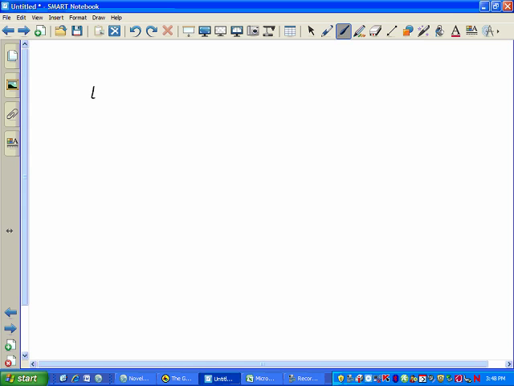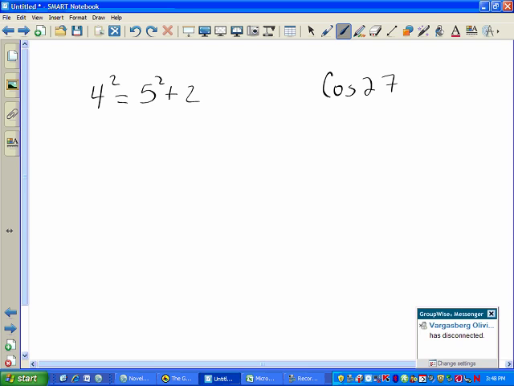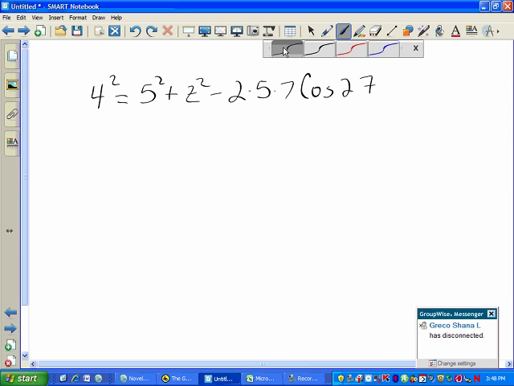This is what his kids would have to do. They would do law of cosine, so they'd have to start with the 4 because that's the side they know, and they would have to end with the cosine of 27, right? And in between there we have 5 squared, plus we'd be looking for z squared, minus 2 times 5 times z cosine 27. Now, let me see your perfect math skills. How do we solve for z?